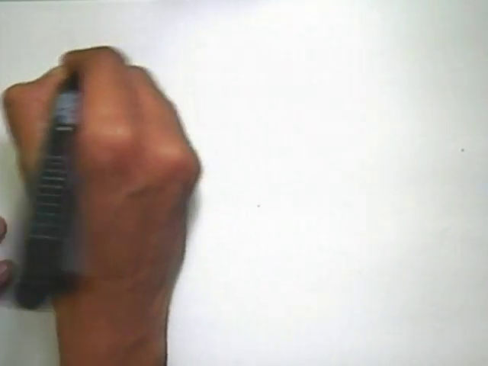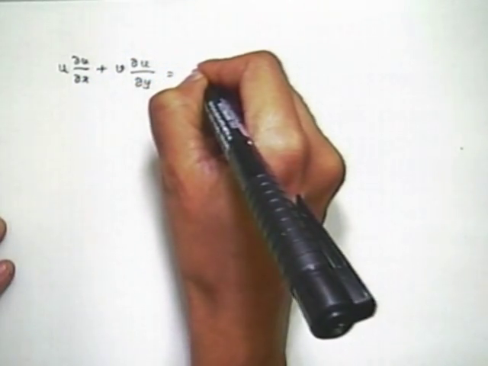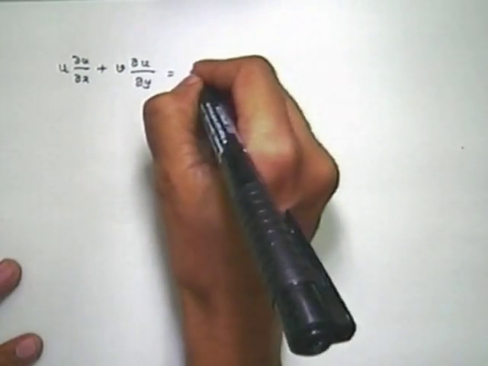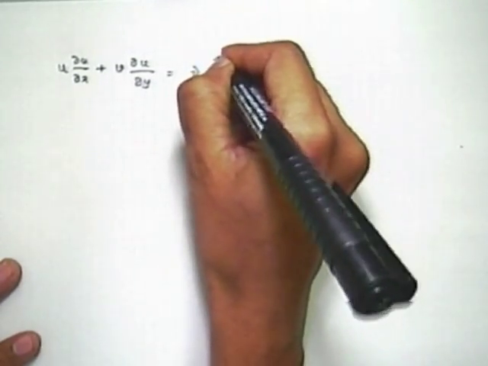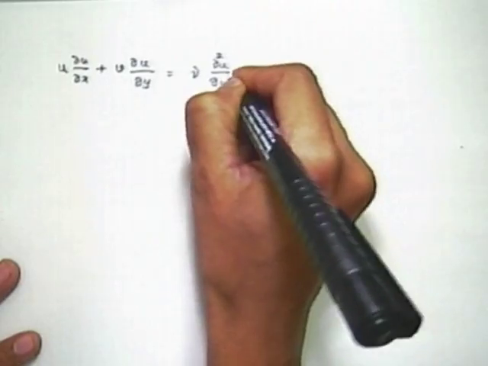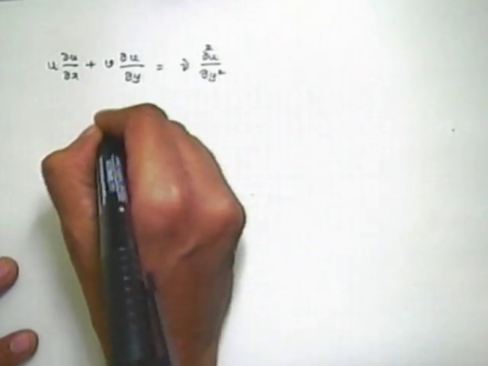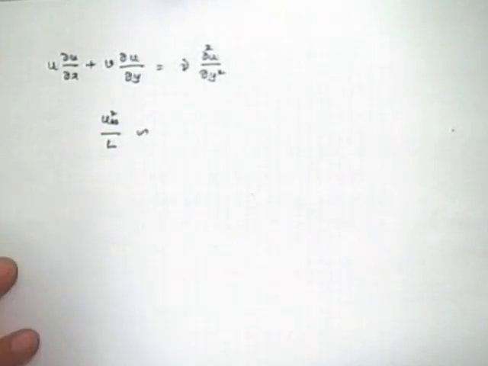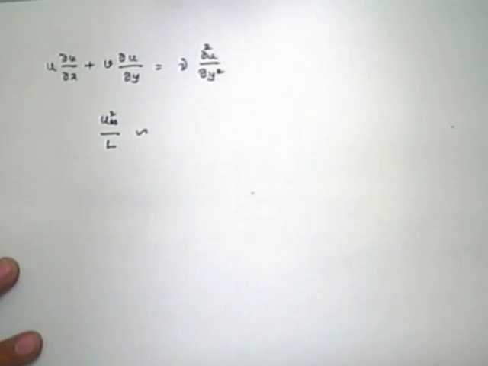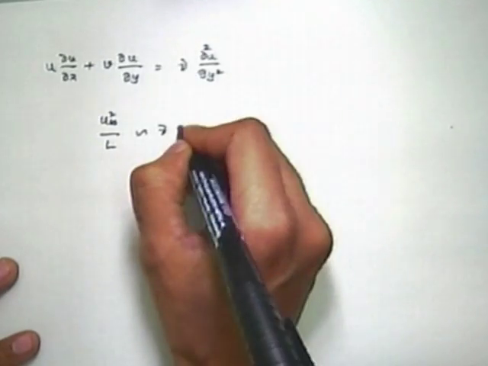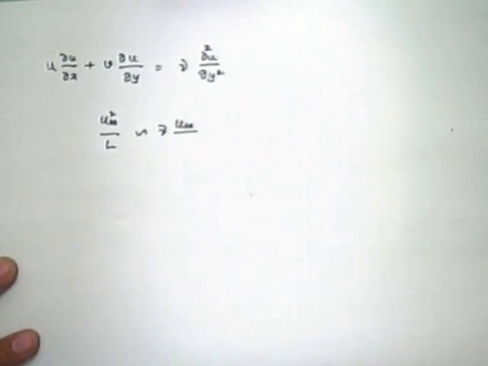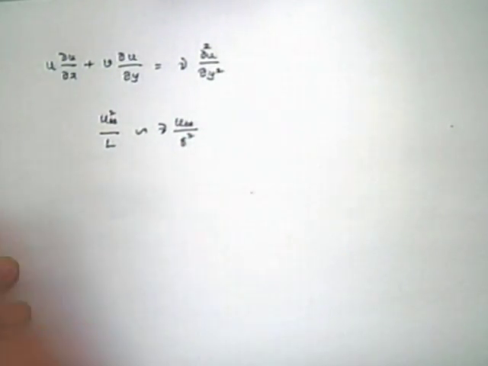u del u by del x plus v del u by del y equals minus 1 by rho dp by dx, which is not there now because we have appreciated that it is 0, plus nu into del squared u by del y squared. What is the scale of the left hand side and the right hand side? Just see, u infinity squared by L should be of the same order as what is on the right hand side, nu u infinity by delta squared. Now, a very beautiful answer I am going to get.